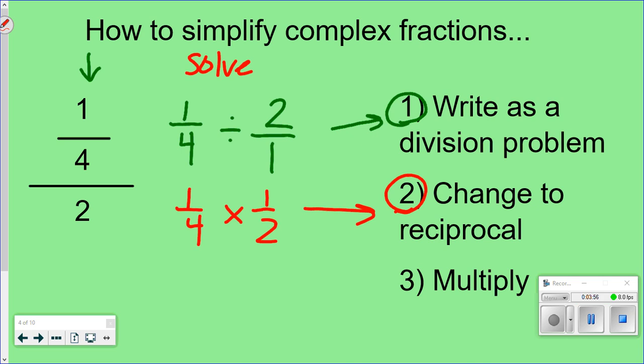And then the third, I'm going to just do my multiplication across. 1 times 1 is 1. 4 times 2 is 8. So the answer to this problem is 1/8. So knowing how to do things in steps is super, super important. Not everything is going to have a whole number in it, so it might have 2 fractions in it, but you guys know how to handle something like that.